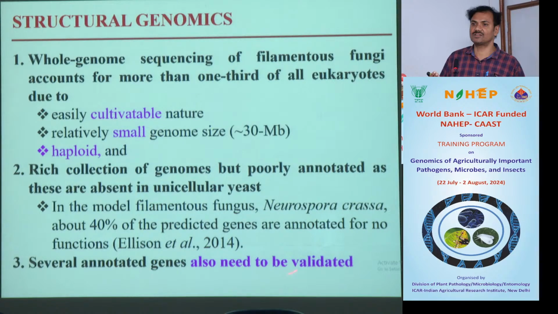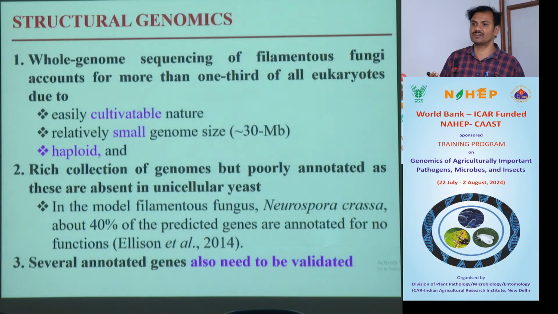Data say that up to 40% of genes in the model fungus Neurospora are not annotated. Not annotated means they don't have known functions; the function of that 40% of genes is not known. But why has genome sequencing been carried out so extensively in fungi? It has its own advantages. Compared to other eukaryotic organisms like plants or animals, fungi are very easy to grow in the lab, and the genome size is also relatively small.